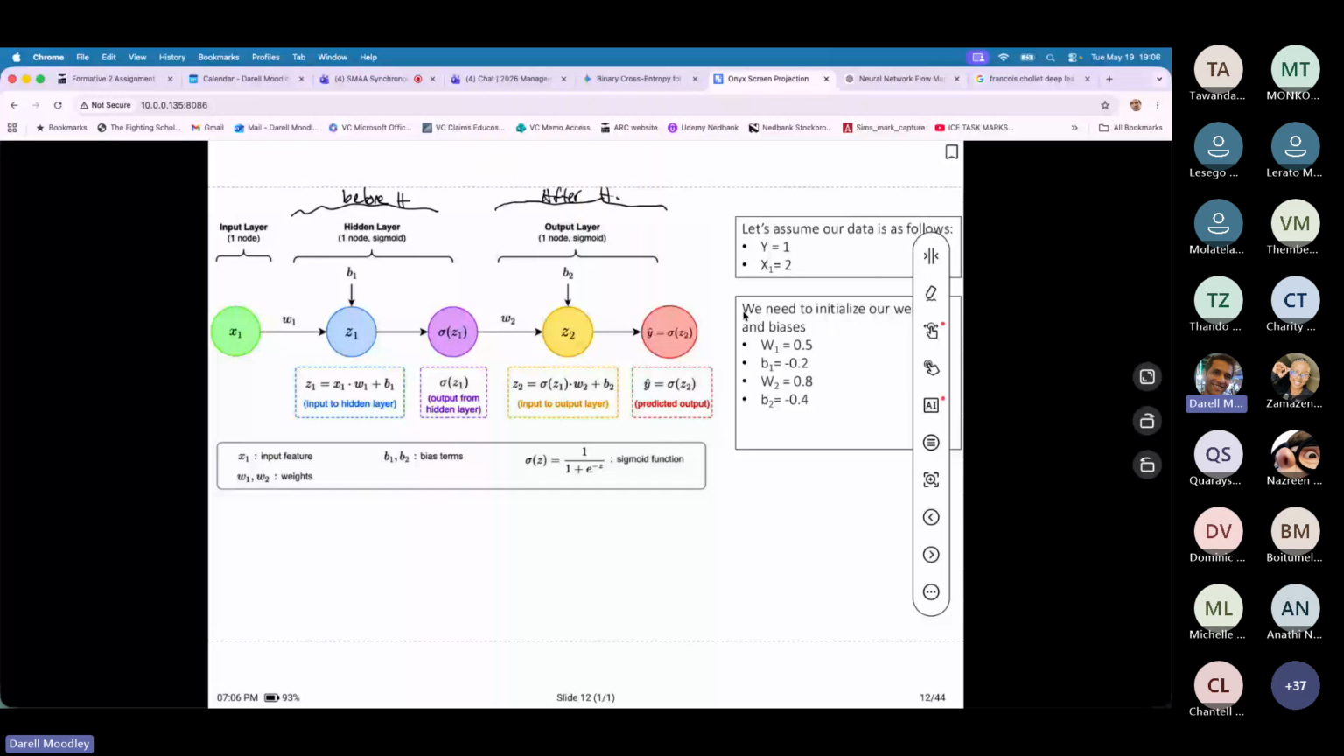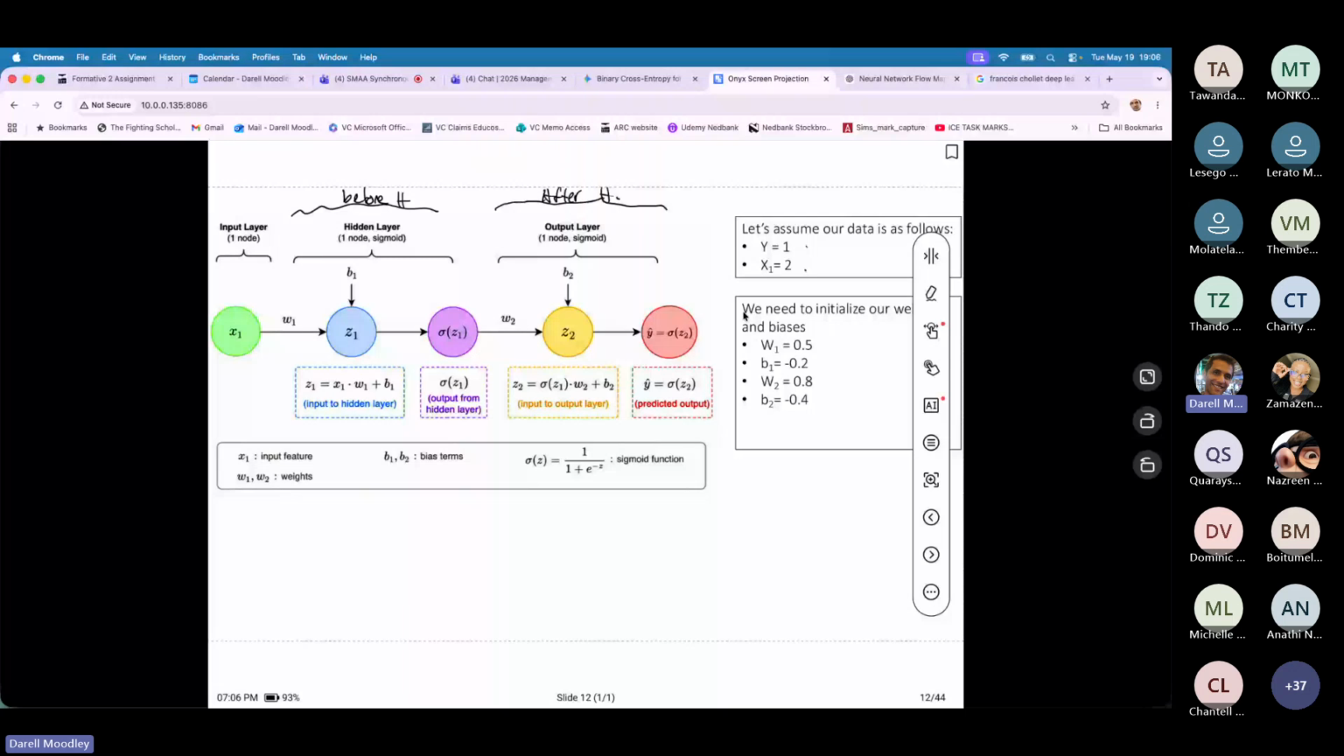So in this example of data, we're going to assume that our actual Y value, the known Y value, which could be whatever we're trying to predict, is this person going to take up a product or not? Is that person going to default on a loan or not, etc. We'll assume for this observation the Y value is 1, and the input variable that we're using to try and predict it is x1, and it has a value of 2 for this observation.